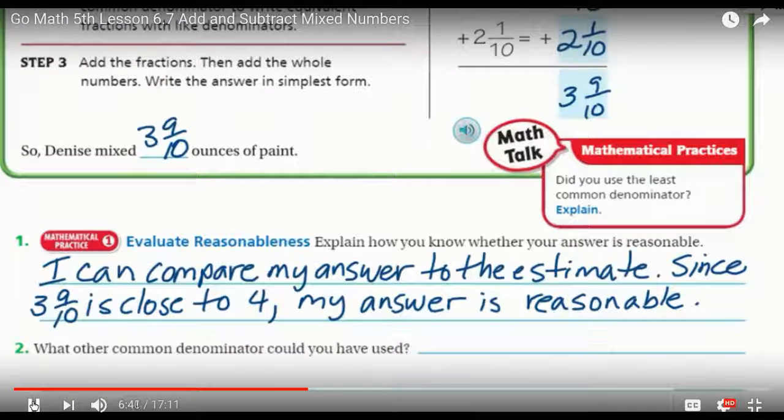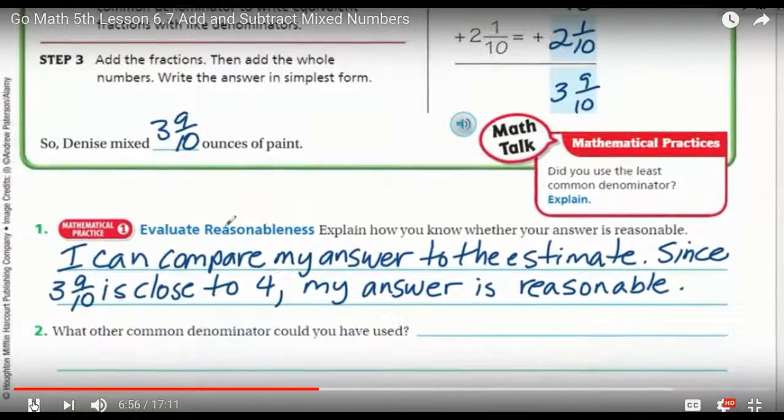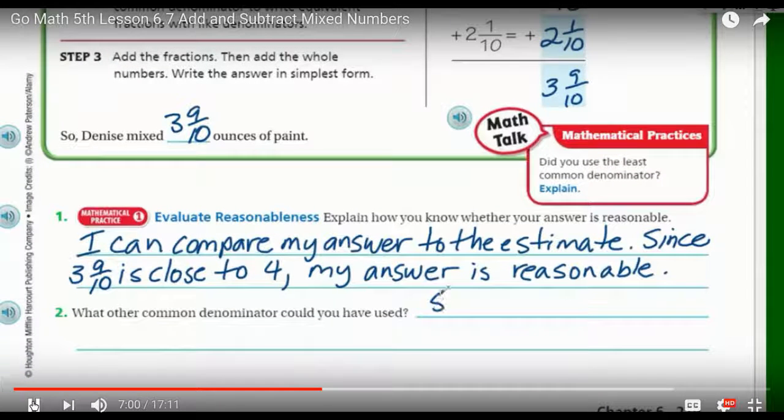Number 2 says, what other common denominator could you have used? That's right, we got the least common denominator. So what we could have used was 50. Remember, in a previous lesson, if you just multiply the denominators, that will always give you a common denominator. So I would say 50 would have been one. Okay, there's others too. 50 is just one.